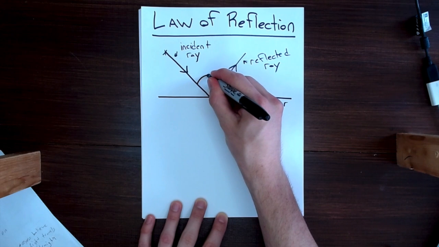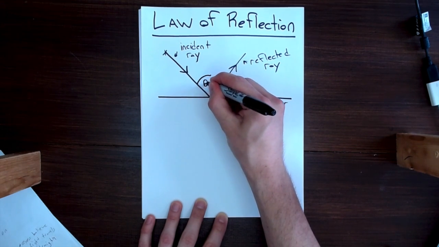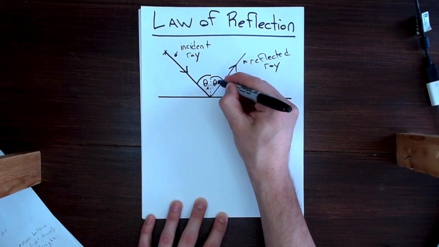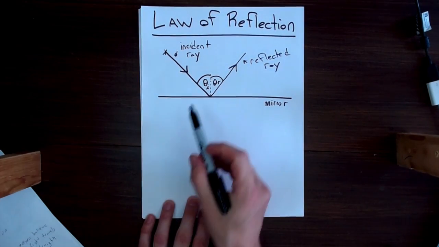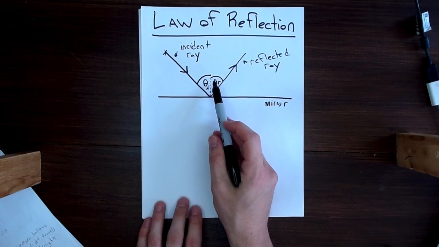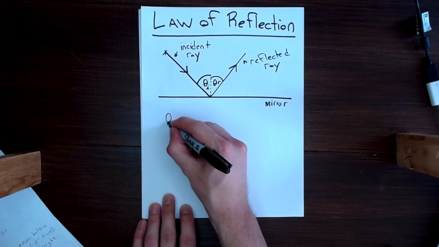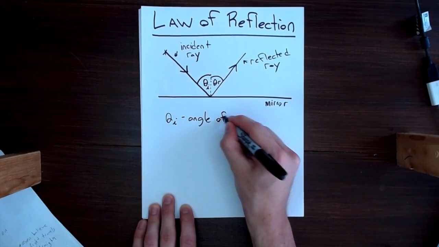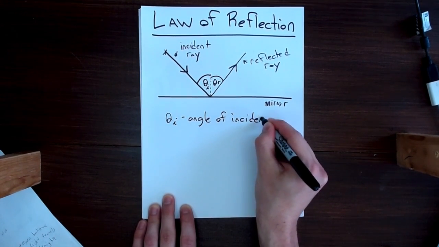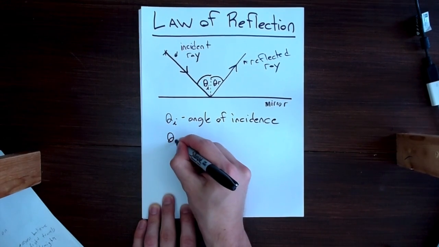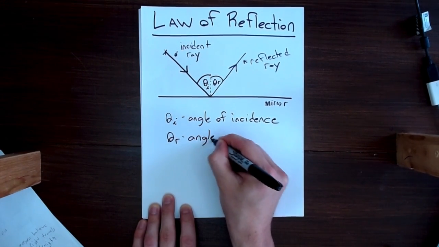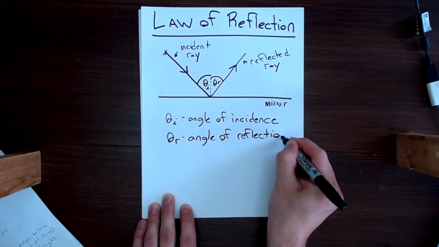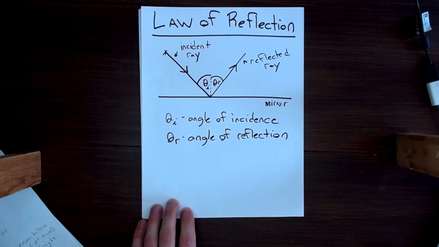This angle right here, I'm going to label as theta I. And this one here, I'm going to label as theta R. Okay? This is my angle of incidence, and this is my angle of reflection. So again, angle of incidence, angle of reflection. All right, my two angles there.